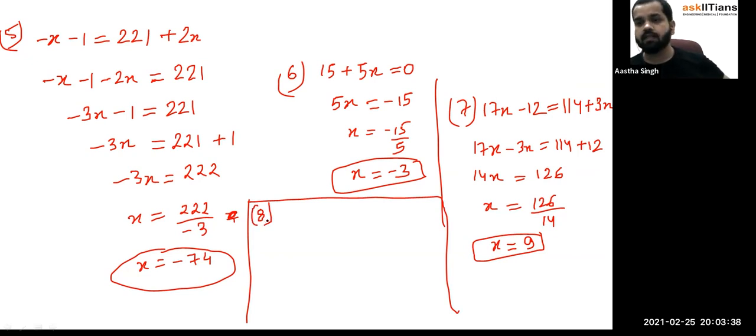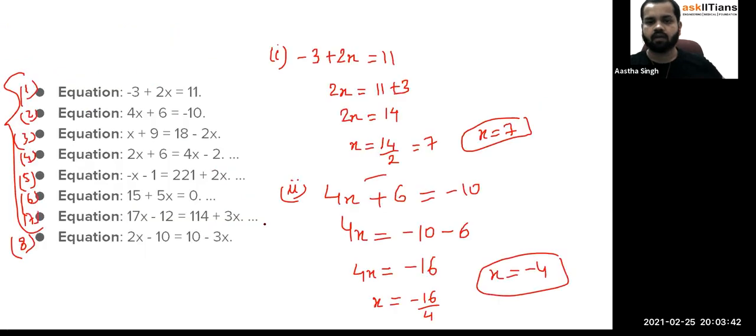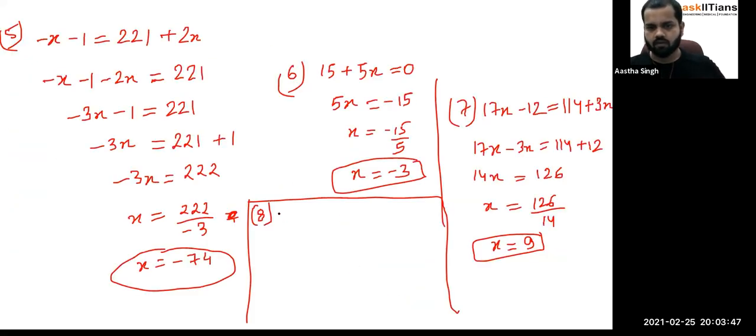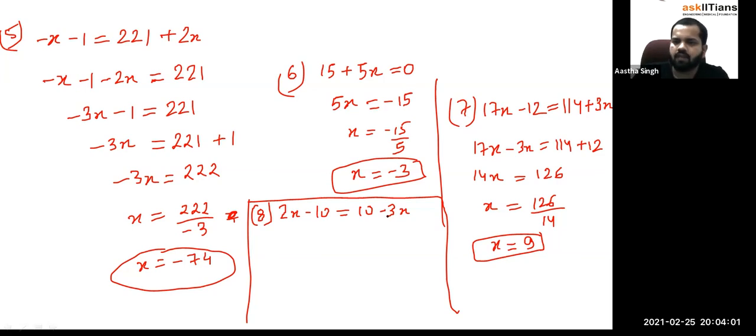Do not just see the solution, just go through the questions and try to do it, right? So 2x minus 10. Okay. Next question says 2x minus 10 is equal to 10 minus 3x. These are very basic questions, right? So the first rule says just make the variables on one side and the constants on another, right?